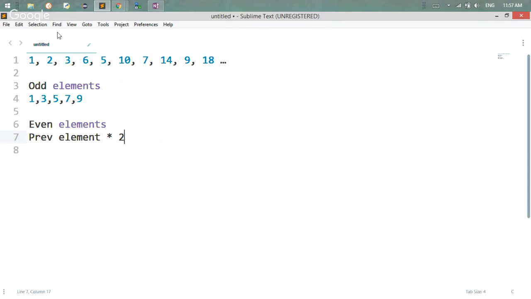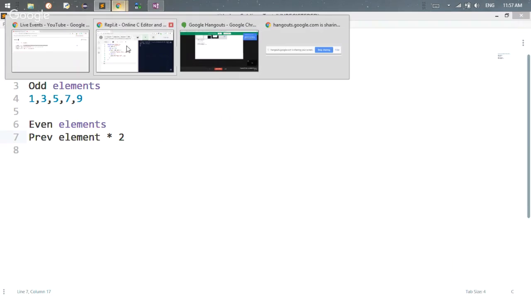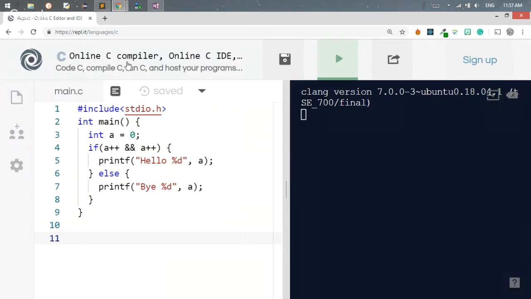So now if this is the case, how do we code for this? The user is going to give n. So I'll be coding in C. You can also code in Java or any other language. That doesn't matter as long as your logic is right.